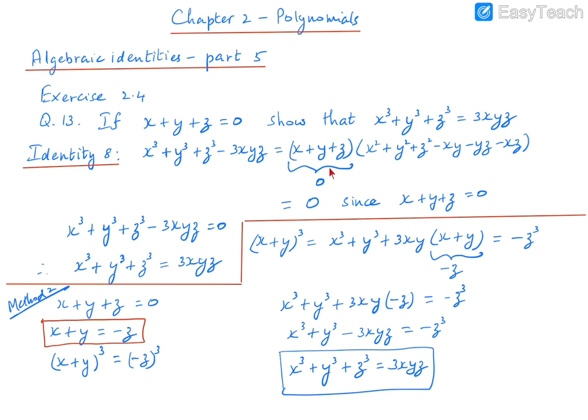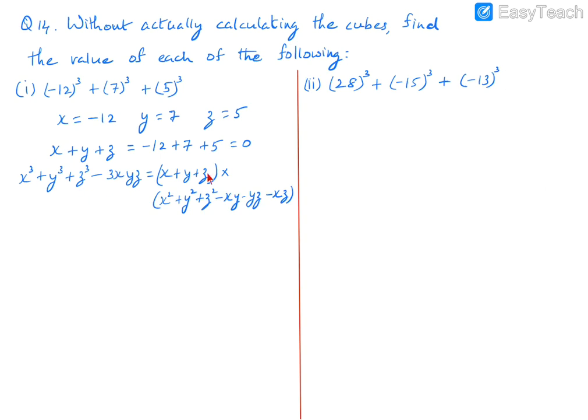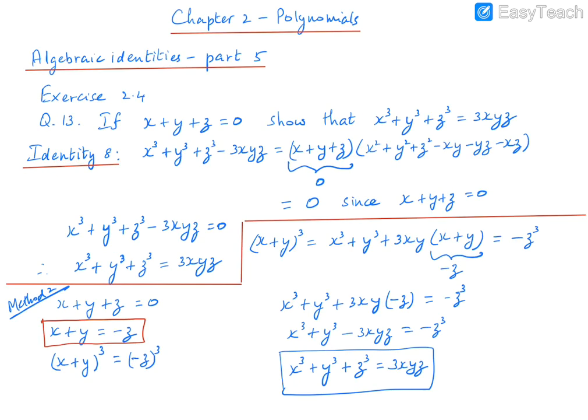So we'll use this, and in this we have x plus y plus z equals 0. So let's rewrite this expression first. We have identity number 8, which is x cube plus y cube plus z cube minus 3xyz equals x plus y plus z into x square plus y square plus z square minus xy minus yz minus xz. Now, since x plus y plus z in this case turns out to be 0, the right hand side of this expression will be 0. So therefore, since x plus y plus z equals 0, we will have x cube plus y cube plus z cube equals 3xyz, which is exactly what we proved in the previous case.